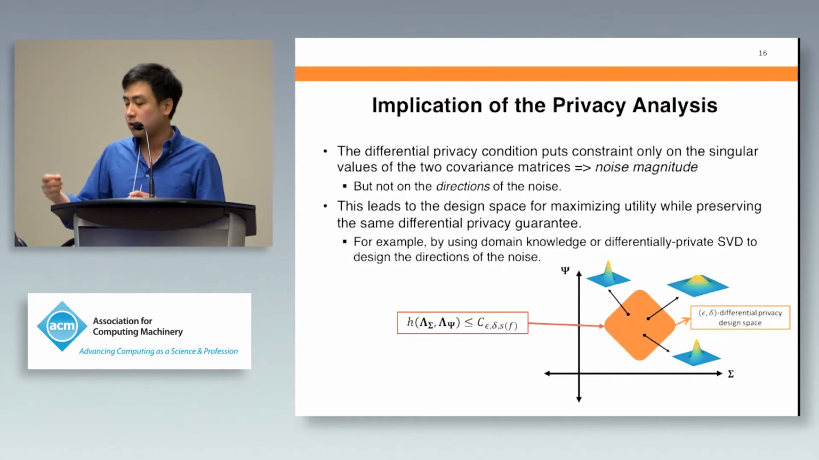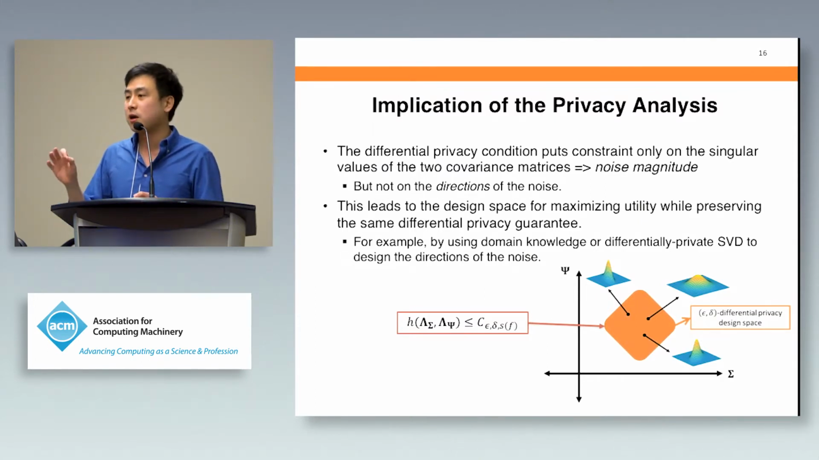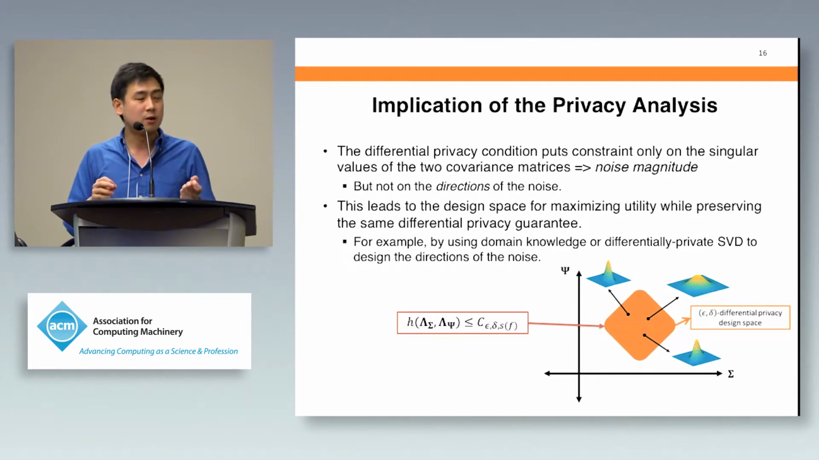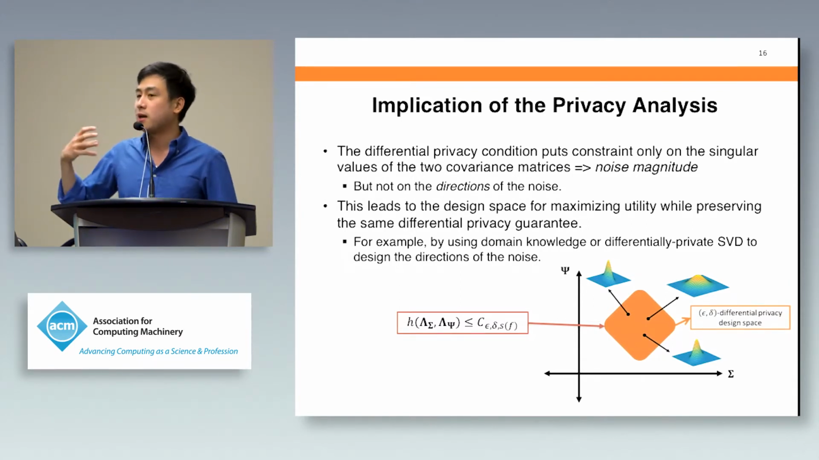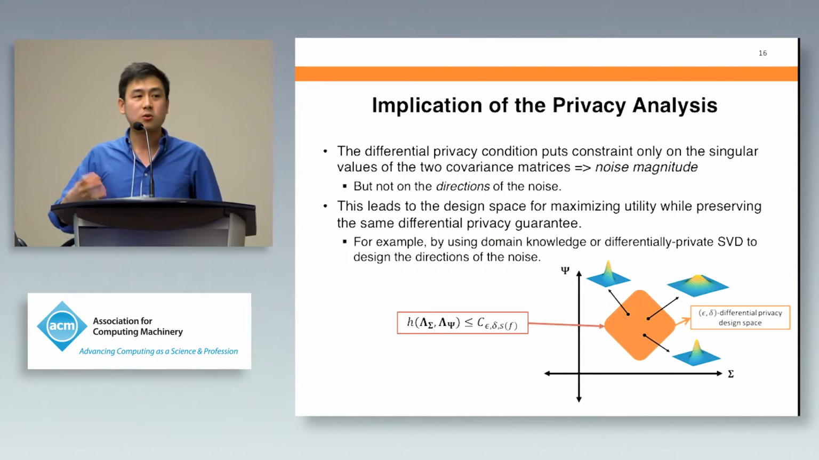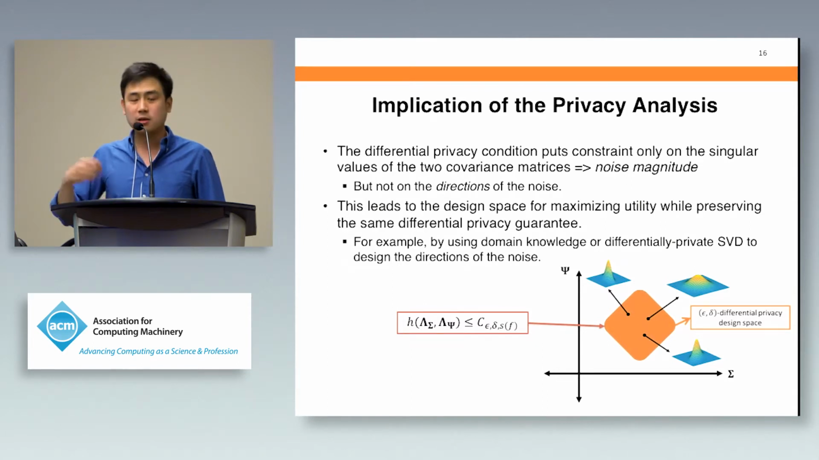One way to do so is to observe that the privacy condition I mentioned earlier puts a constraint on the singular values, which is the noise magnitude, but not on the singular vectors, which are the directions of the noise. What this implies is that we can decide the direction of the noise to maximize utility while preserving the same privacy. And this can be done in many ways. For example, you can use some domain knowledge, or you can use differentially private SVD, etc. And I'll show an example shortly.